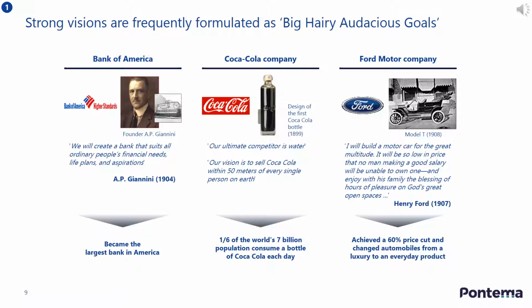Strong visions are frequently formulated as Big Hairy Audacious Goals, or BHAGs. These are strategic business statements similar to a vision statement and are used to focus an organization on a single medium to long-term goal, which is audacious, likely to be externally questionable, but not internally regarded as impossible. For example, Coca-Cola's early BHAG was to sell cola within 50 meters of every single person on Earth, and Henry Ford's BHAG for the Model T car was for it to be so low in price that no man making a good salary will be unable to own one.